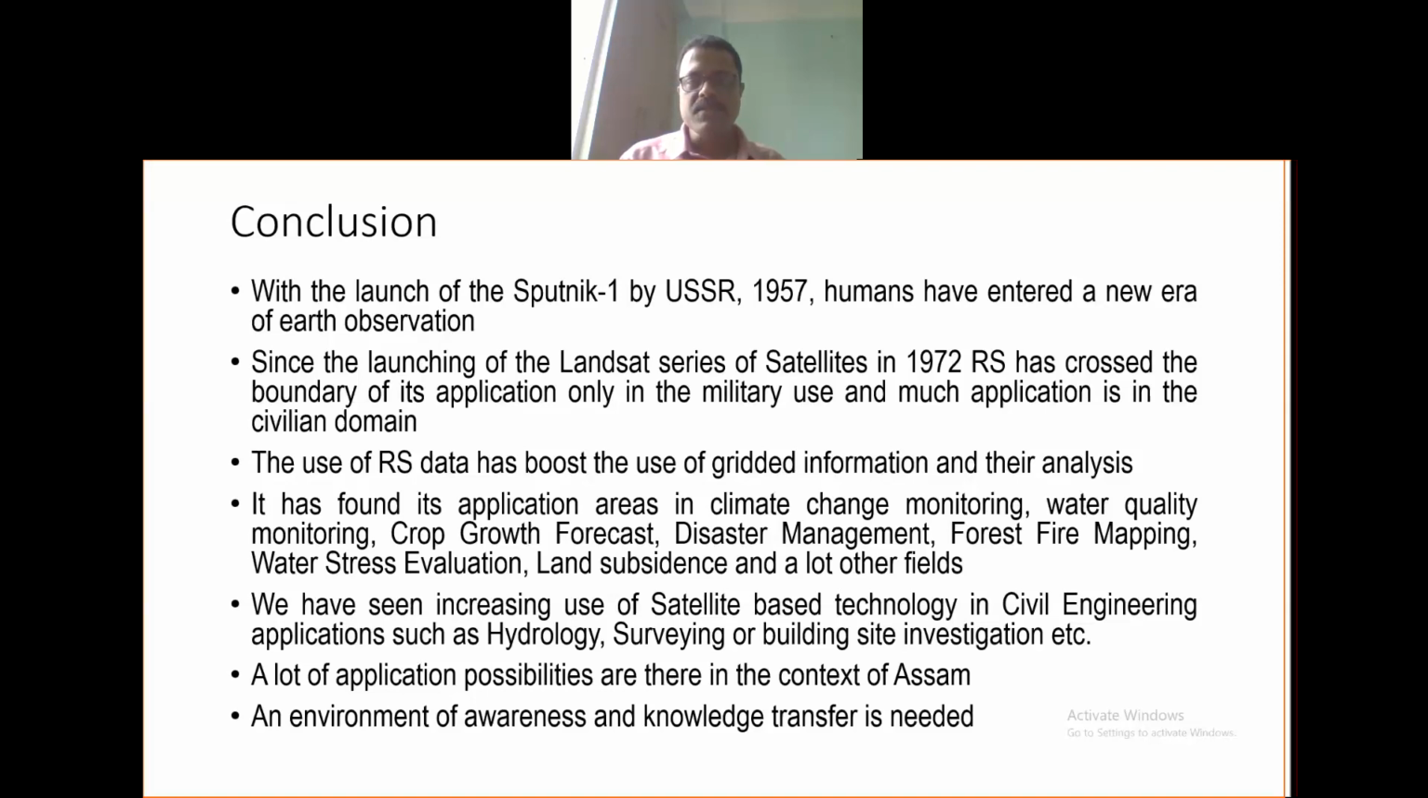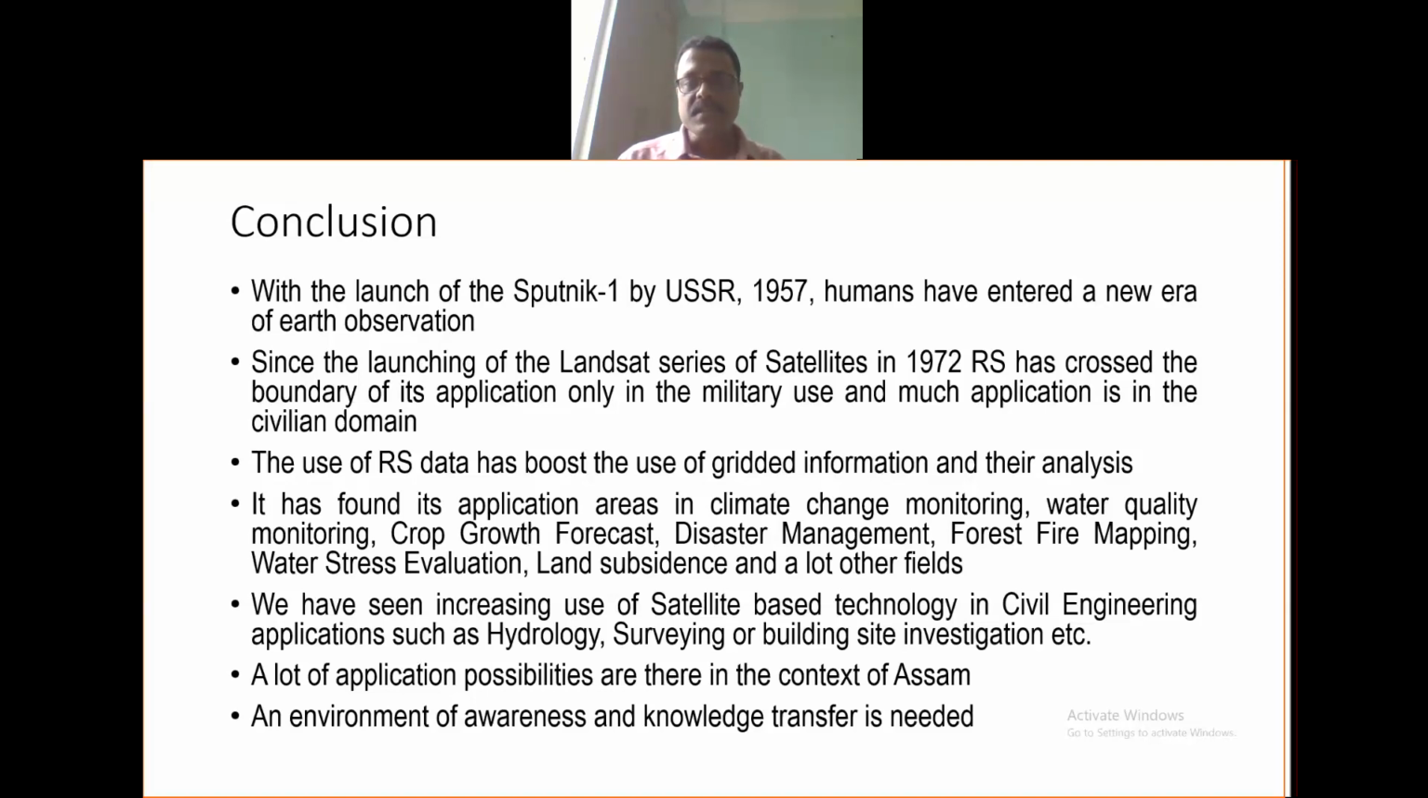So there were two countries, mostly the USSR and USA, which were driven by this competitive nature. And mostly this technology was confined to military people for their own application areas. So it was not open to the public until 1972, so from 1957 to 1972. The second conclusion is that since the launching of the Landsat series of satellites in 1972, as a technology or a device for monitoring, this is quite a new subject. That's what I want to emphasize.